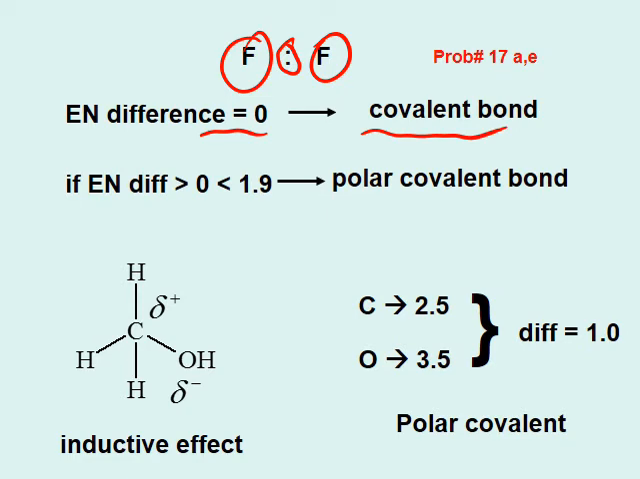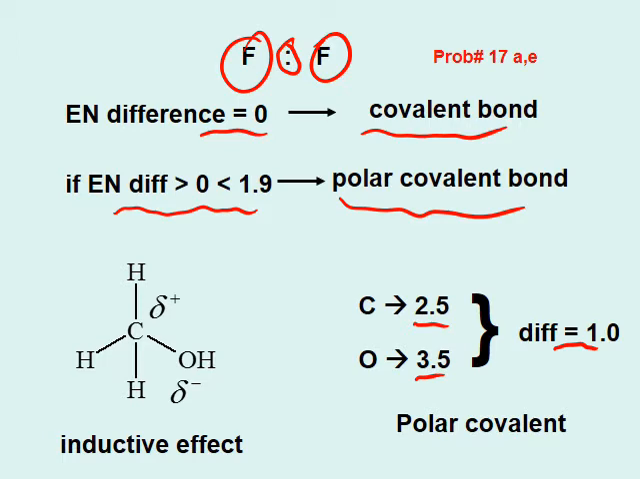In between 0 and 1.9, if the electronegativity difference is greater than 0 but less than 1.9, we call it a polar covalent bond, or simply a polar bond. In this case, I'm copying this number from the electronegativity table. Carbon has 2.5, oxygen has 3.5, so the difference is 1.0, and it is less than 1.9, so obviously it's not going to be an ionic bond, rather it's going to be a polar covalent bond.